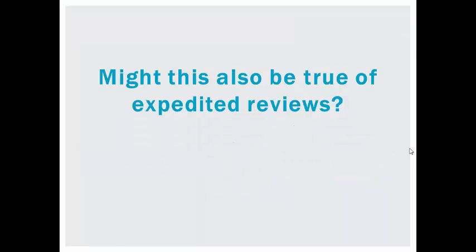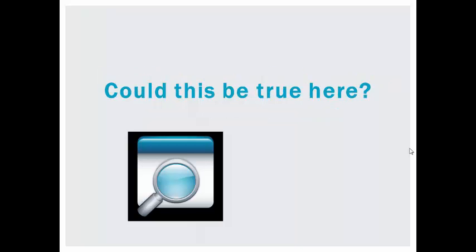I think, could this be true of how expedited reviews are done as well? He didn't look at that. He only looked at full board reviews. But I would think that it would be even easier, if you're not using a checklist to remind you of what the criteria are, to perhaps overlook something. I don't know. And could this be true here? I'd like to think it isn't, but I think it's an important question for all of us to ask ourselves, especially as we get ready to make some changes in how we do things and to have new teams and some new approaches in our IRB reviews.